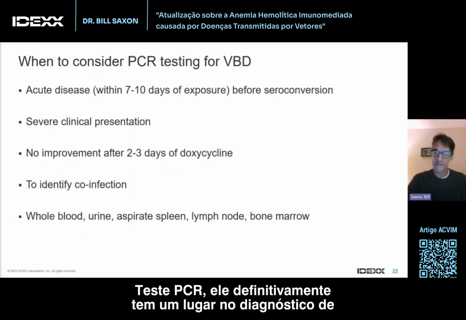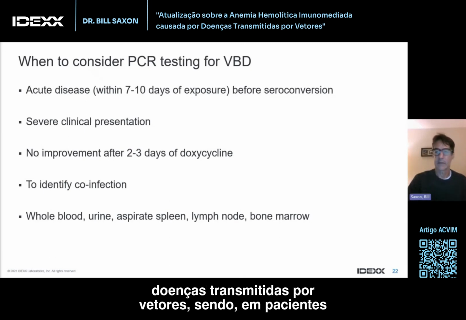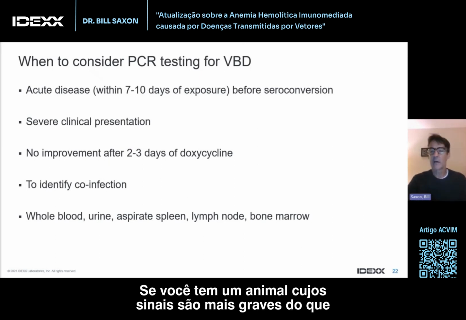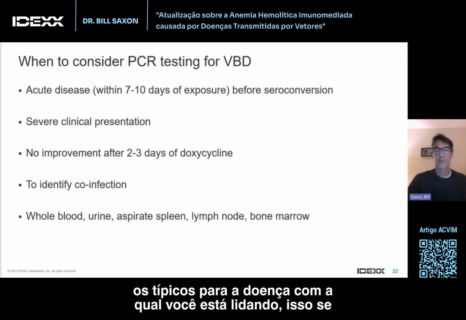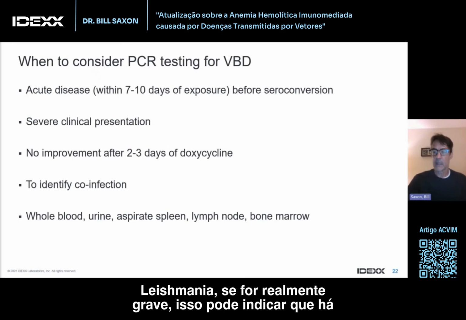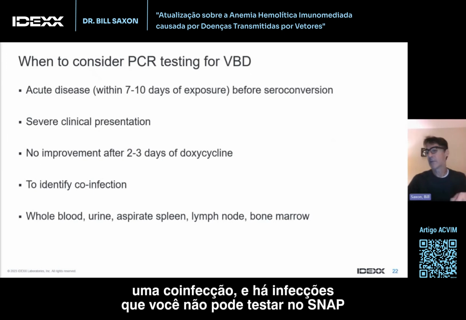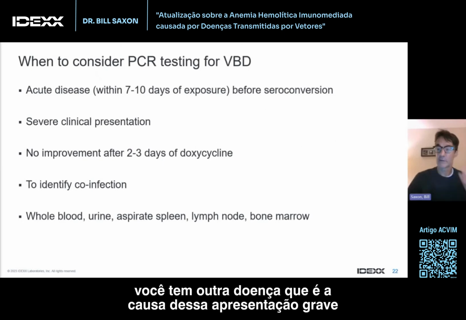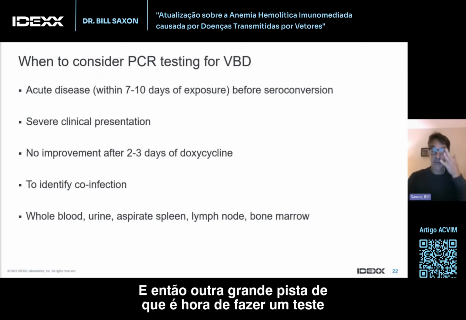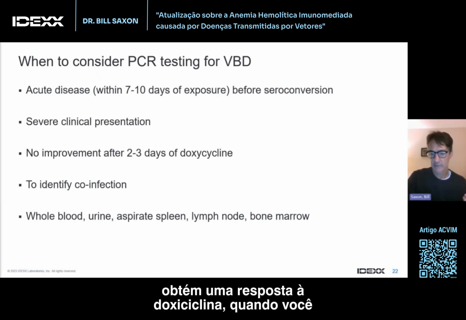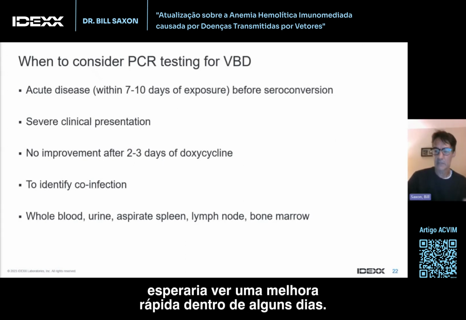PCR testing definitely has a role with vector-borne disease diagnosis, and that is in acute patients before their serologic test would turn positive. If you have an animal whose signs are more severe than typical for the disease you're dealing with, this looks like Ehrlichia, but it's really, really bad, or Leishmania, if it's really severe, that might indicate there's a co-infection, and there are infections that you can't test for on the SNAP test. You would need to do the PCR panel to identify whether you have another disease that's the cause of this severe or atypical presentation. And then another big clue that it's time to get a PCR test because there could be co-infection is you don't get a response to doxycycline, which you would expect to see a rapid improvement within a couple of days.